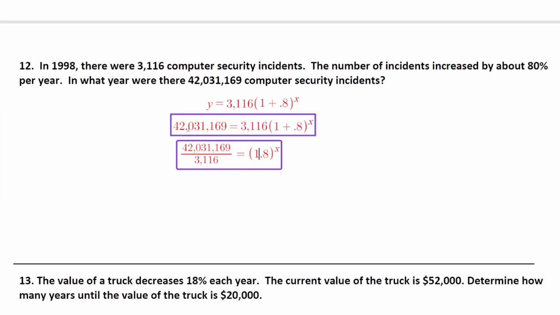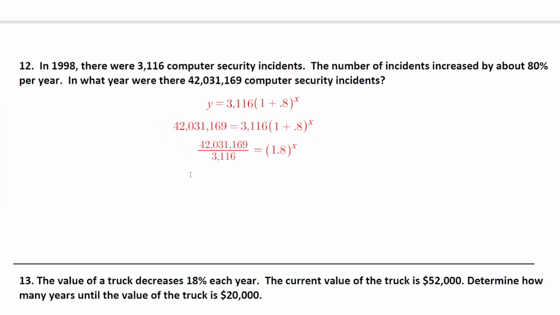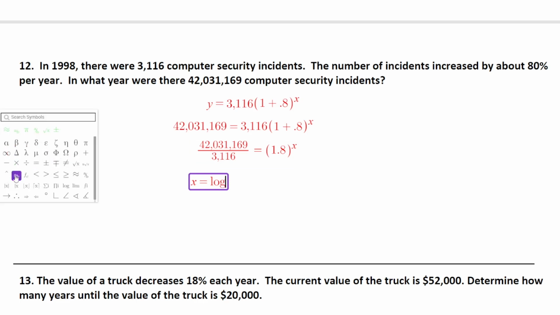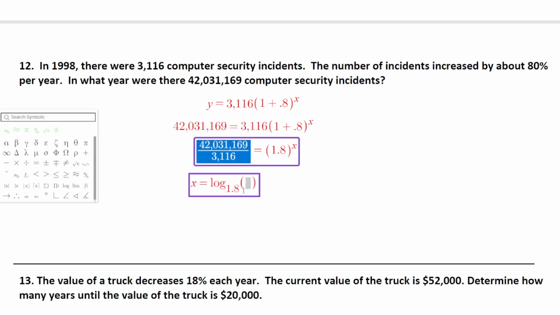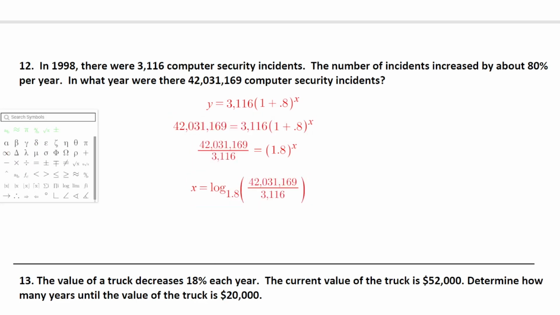So yeah, we're going to divide so that this thing goes away on the right-hand side, and 1 plus 0.8 is going to be 1.8. And so now we're ready to rewrite this as a logarithmic equation. So x is going to equal log with a base of 1.8 of this big old fraction here. And so this is something we'll type into the calculator. Let's go ahead and pull that up.